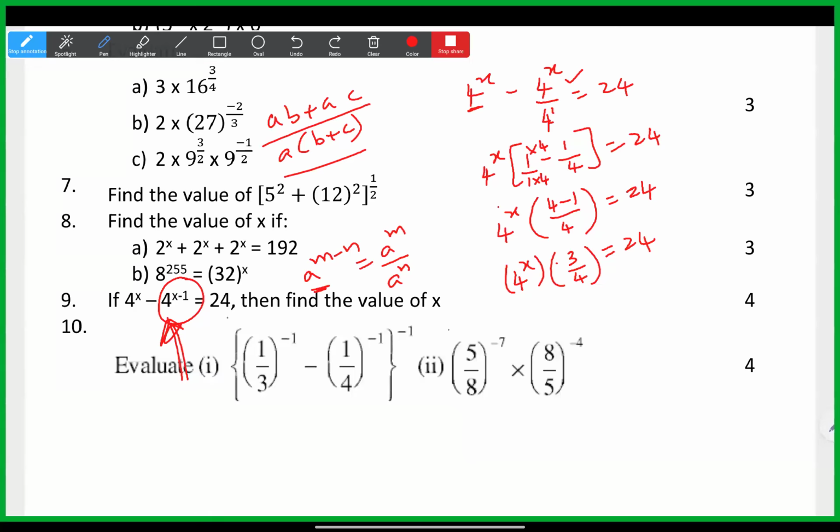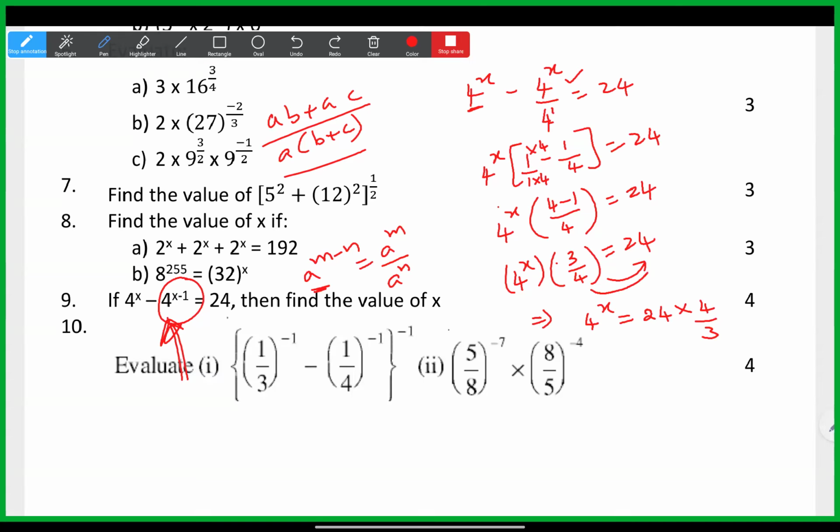Sir, now this 3 by 4 is multiplied. So if it goes to that side, what will it become? Can you tell? What do I have to write if 3 by 4 goes to that side? It will become 24 divided by 3 by 4, which means 24 into 4 by 3. Simply, this fraction which is multiplied here, if it goes to that side, it will be divided.